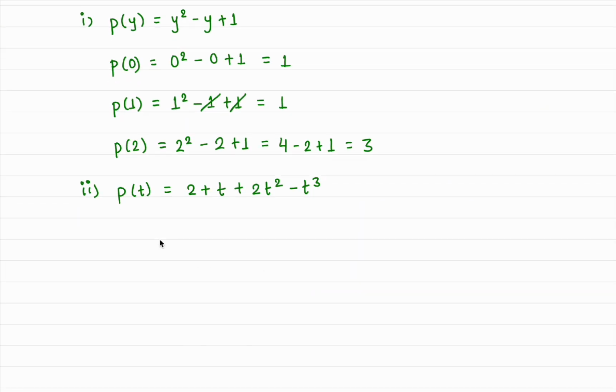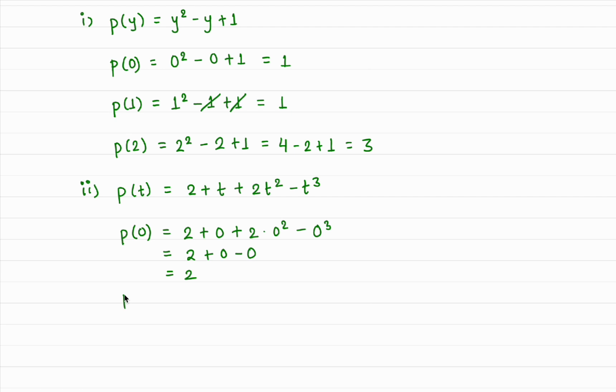So how do we do this? Again, we need to find p(0), p(1), and p(2). So for p(0), the t is going to be 0. So we have 2 plus our t is 0 plus 2 times our t is again 0 square, minus t cube is 0 cube. This is going to be, so 2 plus 0 disappears, right? Plus 2 times 0 square is again 0. And then we have minus 0 cube is 0.